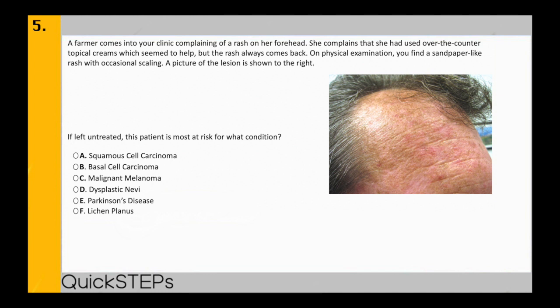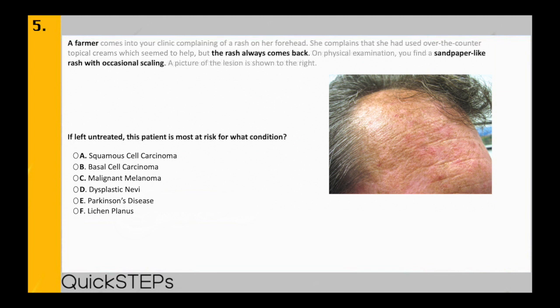Hopefully you were able to arrive at an answer confidently. The keywords that we highlighted were a farmer, the rash always comes back, and a sandpaper-like rash with occasional scaling. The question asks for what condition the patient is most at risk, and the image shows a slightly scaly, discolored rash. So why did we choose these words?